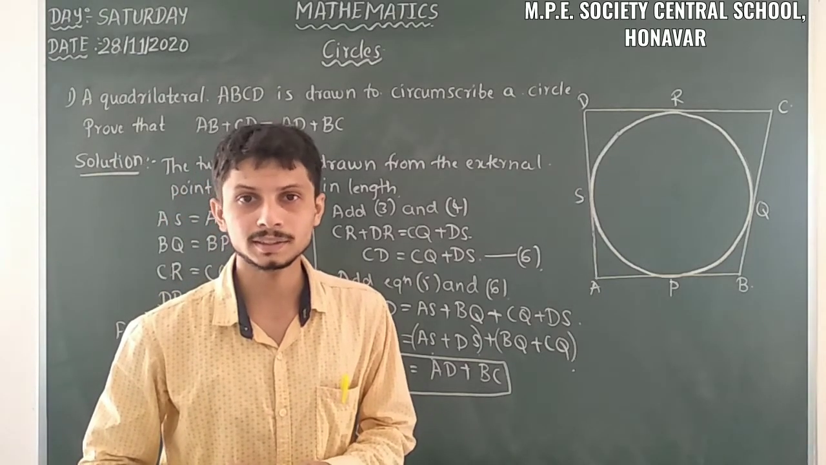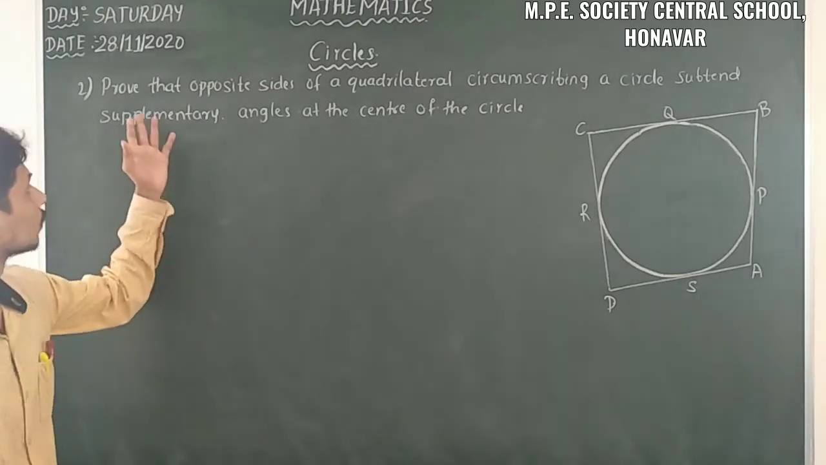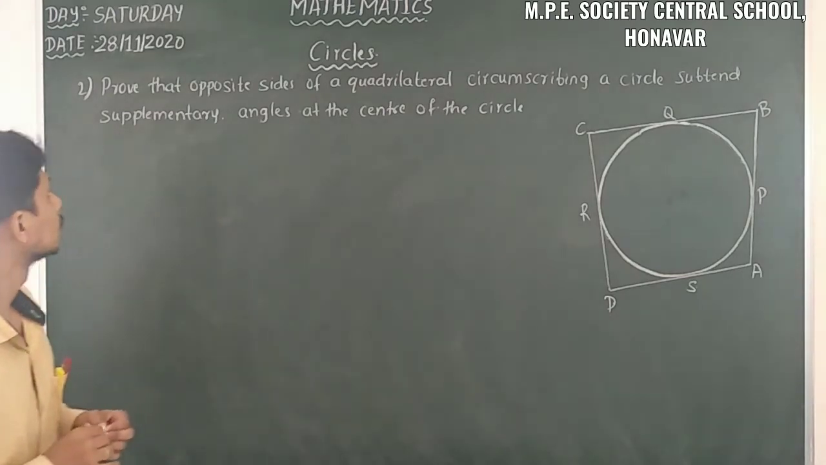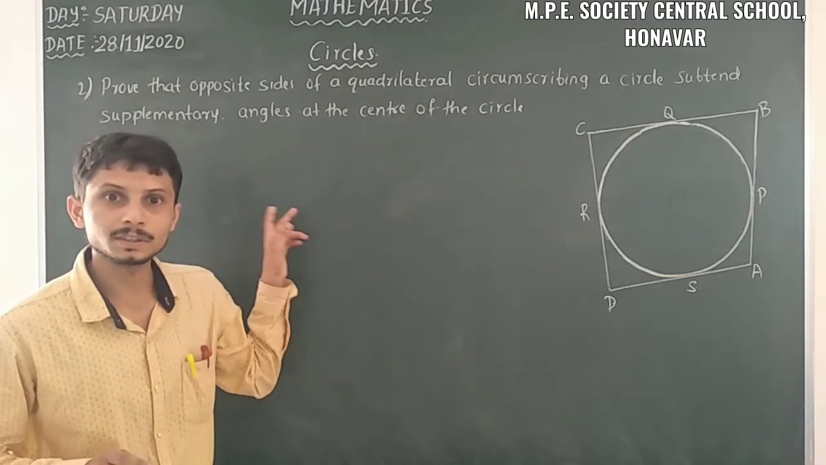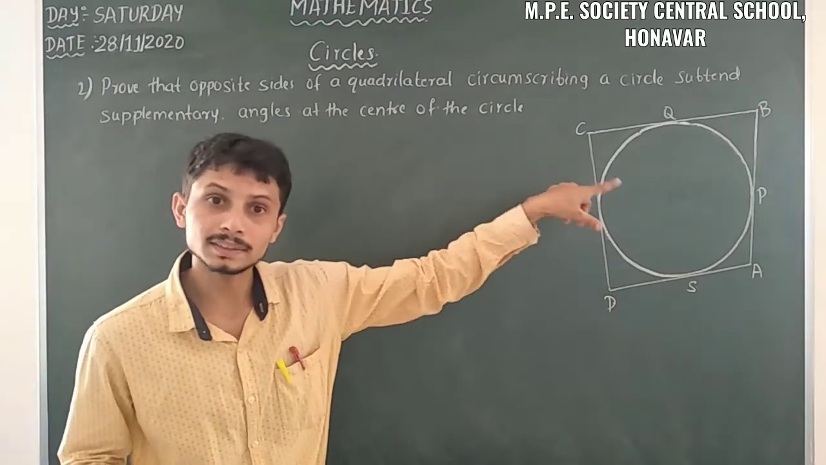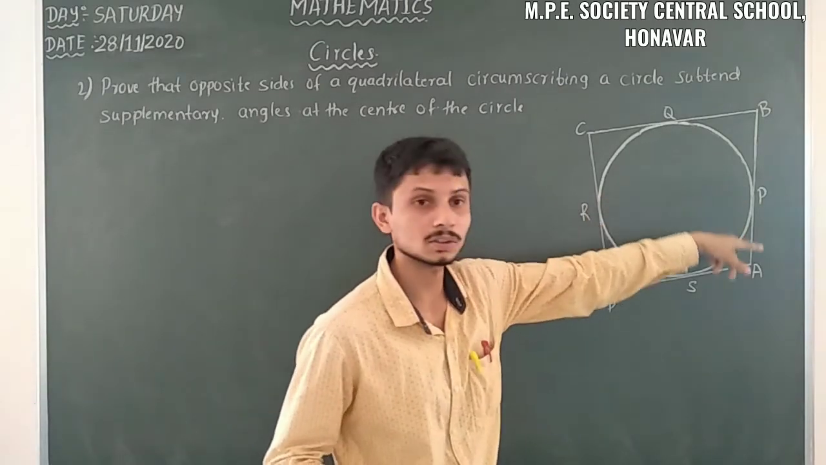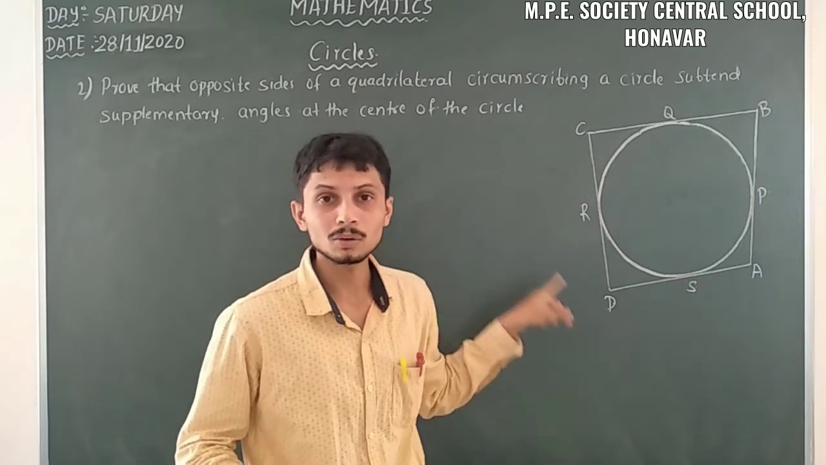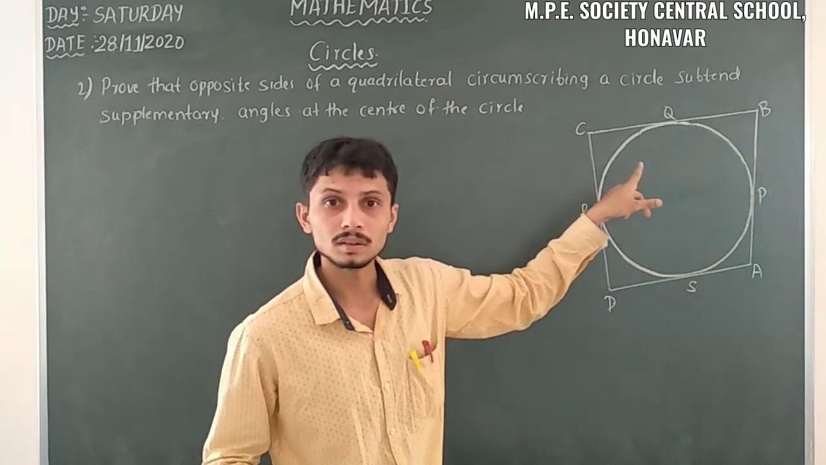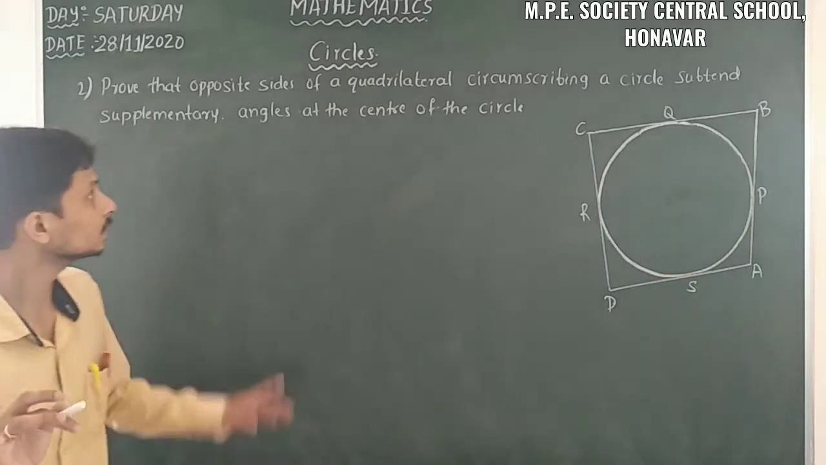So let us move on to the next problem. Prove that opposite sides of a quadrilateral circumscribing a circle subtend supplementary angles at the center of the circle. That means we have a quadrilateral, and inside the quadrilateral we have a circle. It's circumscribing, meaning it touches the sides of the quadrilateral. Just observe, it becomes a tangent like that.